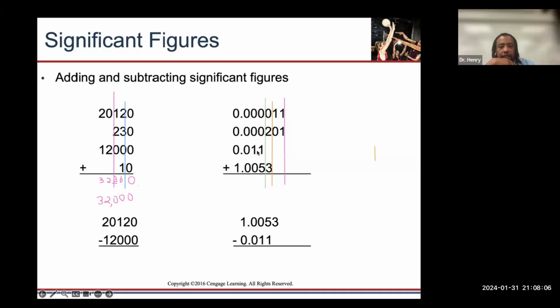In the third case, 0.011, significant ends after the one again. So we're going to put a line there. And then in the fourth case, significant ends after the 3. Okay. So then what we're going to do is go ahead and add them all up, right? Like we did before.